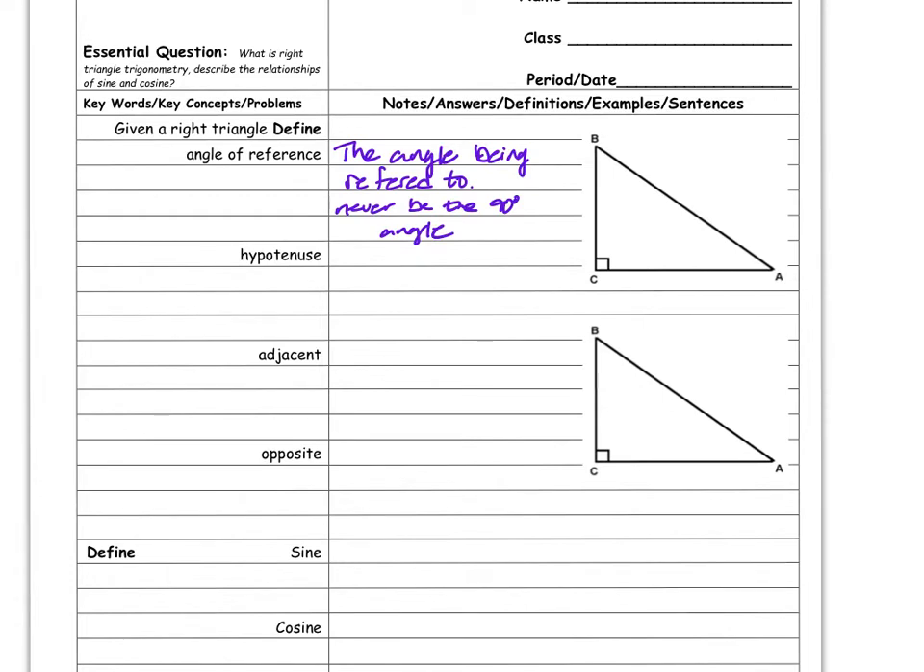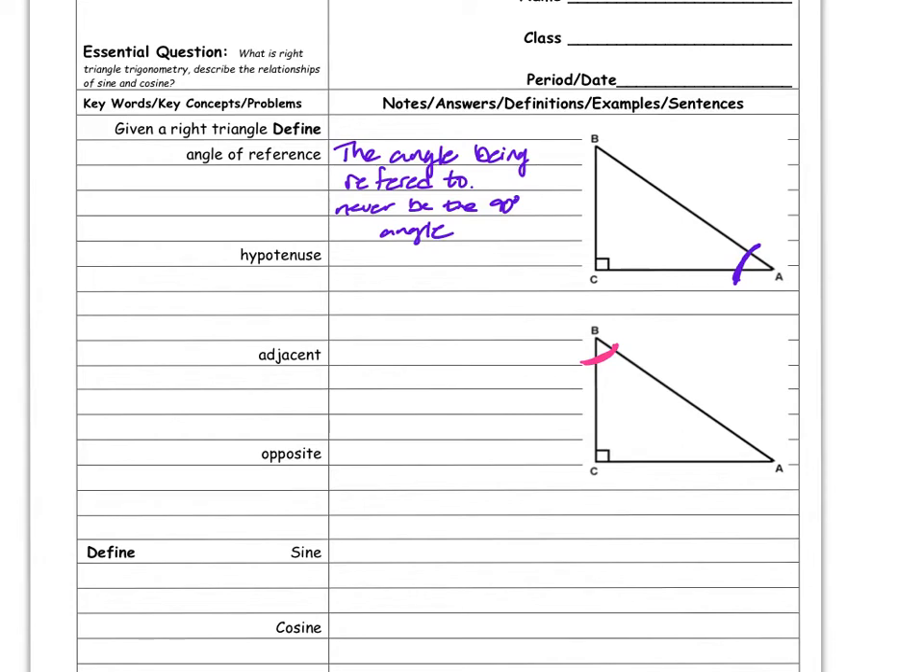So I have two different triangles over here because my angle of reference can either be angle A, or it could be angle B, two different angles. So that's why we have two different triangles here, because technically we can have two different angles of reference, angle A or angle B.